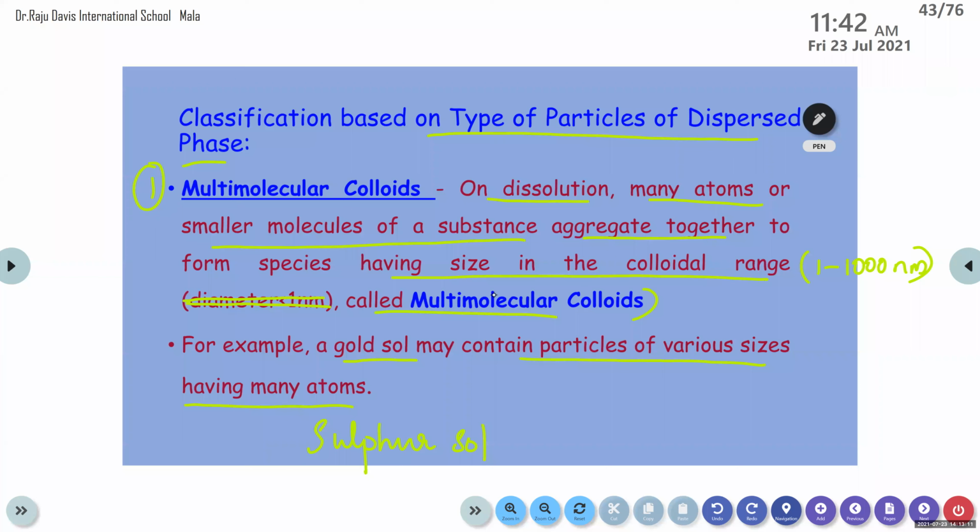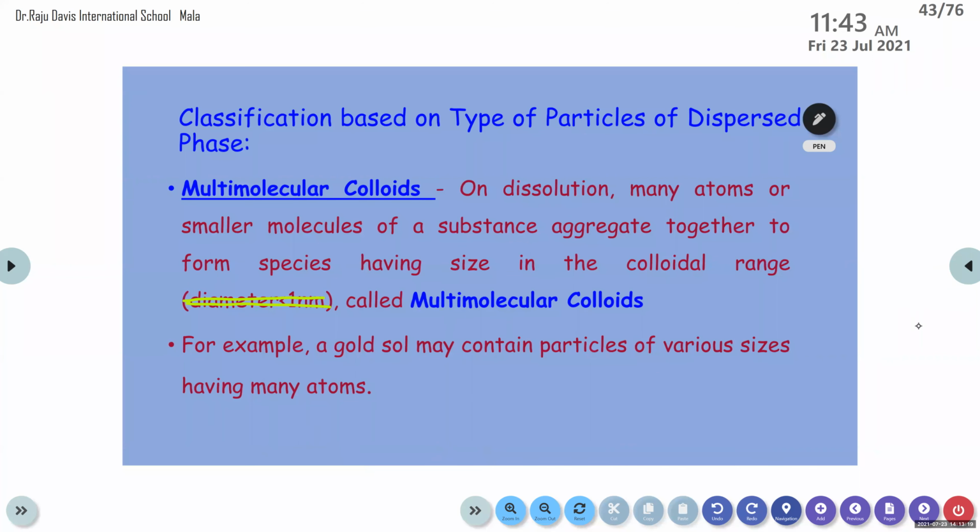Classification based on type of particles of dispersed phase. Multimolecular colloids. On dissolution, many atoms or smaller molecules of a substance aggregate together to form species having size in colloidal range, called multimolecular colloids. For example, a gold sol may contain particles of various sizes having many atoms. Then sulfur sol is another example for this multimolecular colloids.